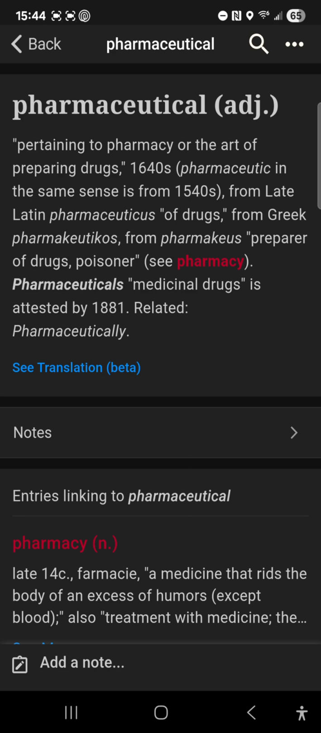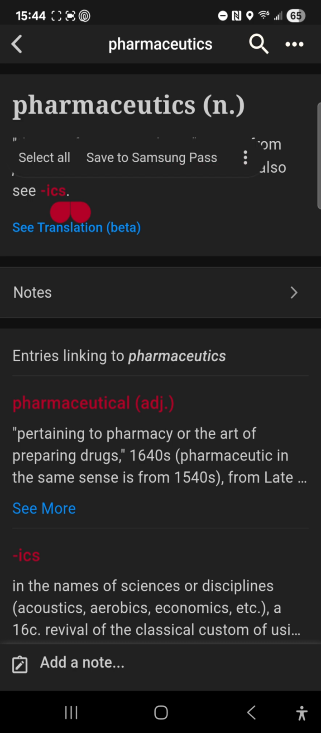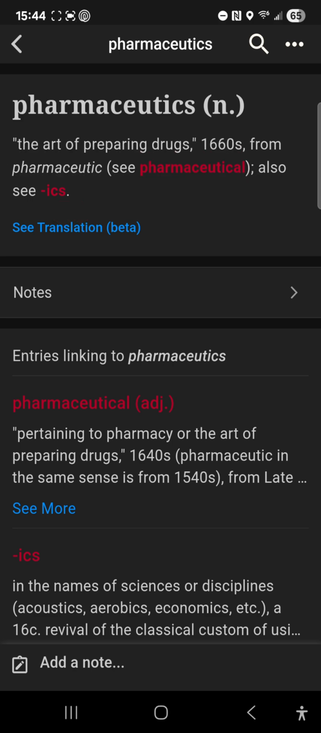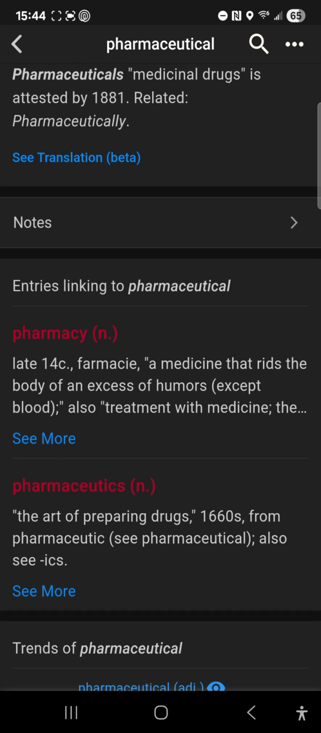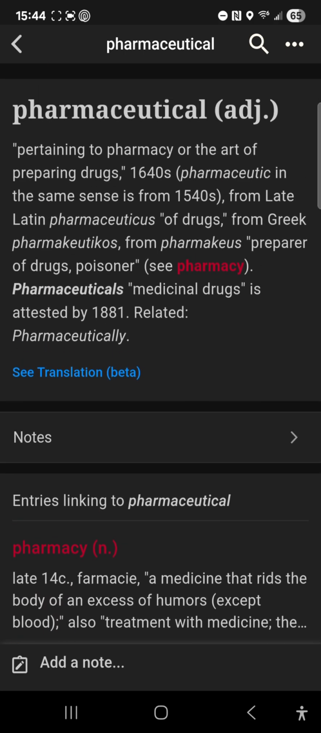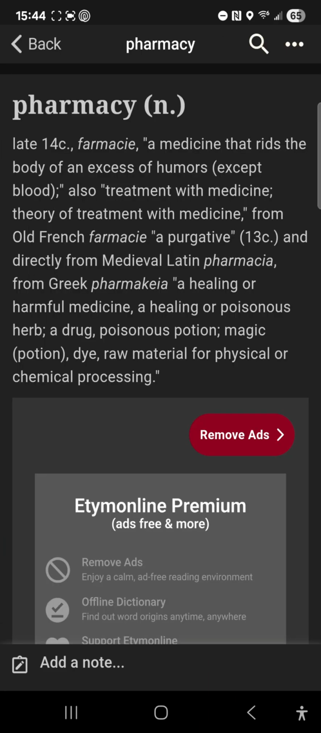Let me do that again, because I definitely struck through the word see pharmacy. And so we already went there and looked at what it says for pharmacy. When you go to pharmaceutics, it just tells you to see pharmaceutical, which is what we just saw. Apologies. And then let me go back into pharmaceutical. It shows you these words are connected right here. So pharmakeios, see pharmacy. That's why I went to pharmacy in the first place.